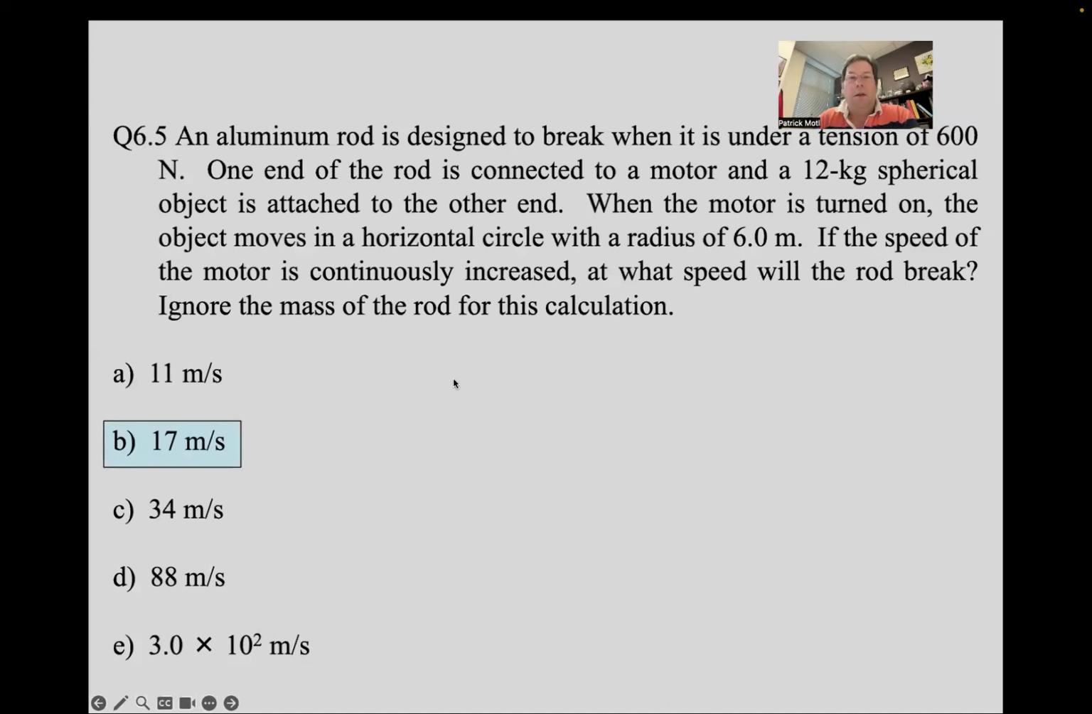So let's go through and see if that makes sense with everybody. So again, we're just applying the idea of a centripetal force. So m v squared over r. And that force is provided by the tension in the rod. So that net force pulling in towards the center of the circle is the tension T. And we have a value for that, it can't be any bigger than 600 newtons. So we can go ahead and solve for what the speed is going to be.